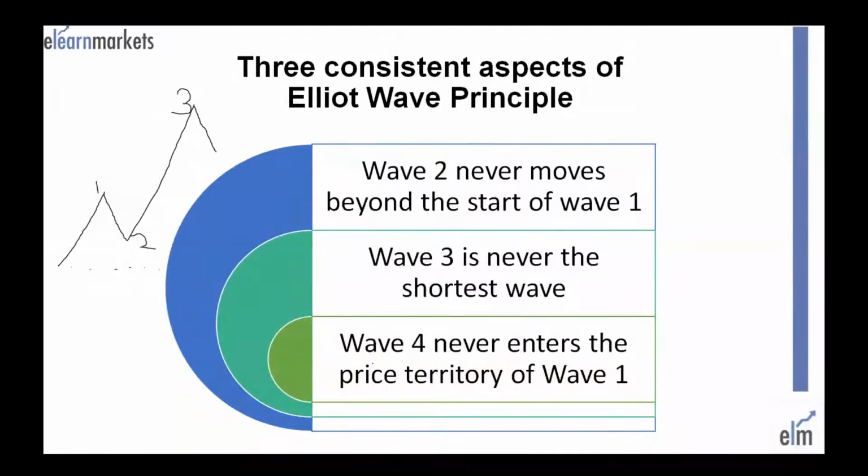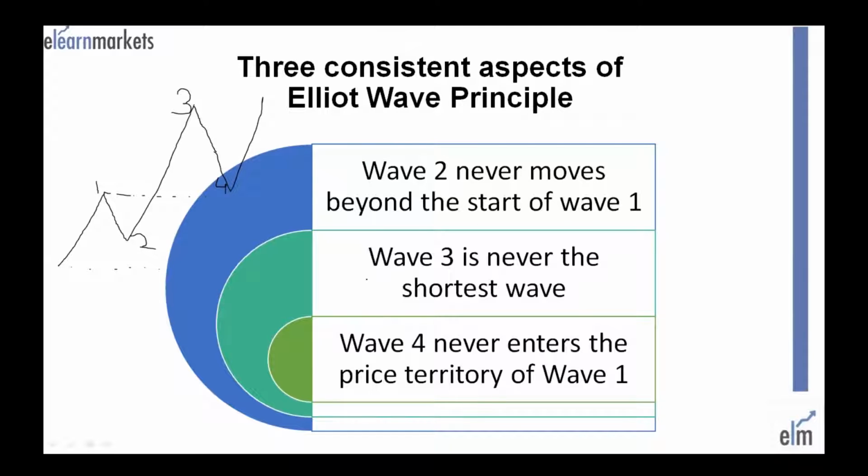And the third one is that wave 4 never enters the price territory of wave 1, which means that if wave 1 ends over here, then this is the maximum wave 4 can travel. It should not travel anywhere beyond this particular level. And if you get a counting in which wave 4 is traveling anywhere beyond this territory of wave 1, then your counts are mistaken and you need to recount.